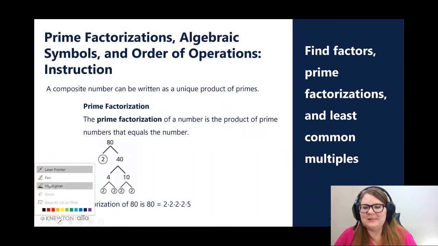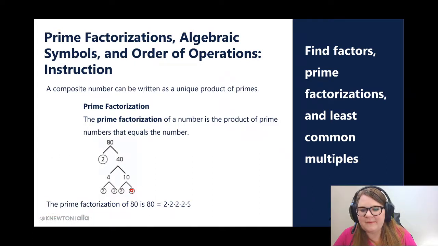All right, because 5 is also prime, we're going to be able to stop there. And then we write down all of the numbers we just circled. So 2, 2, 2, 2, and 5. So that's 4 2s and a 5. You can also write this as 2 to the 4th times 5 if you want to use exponent notation.